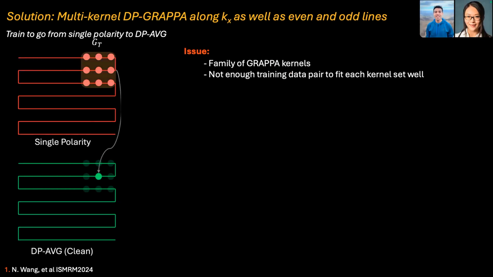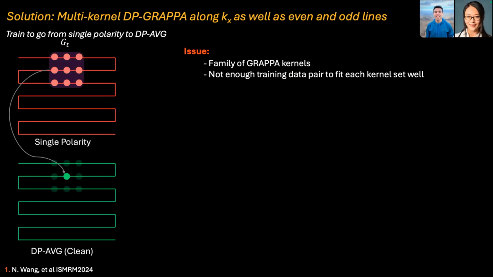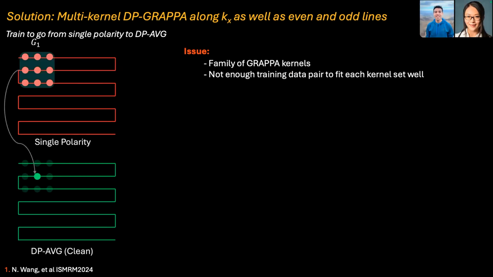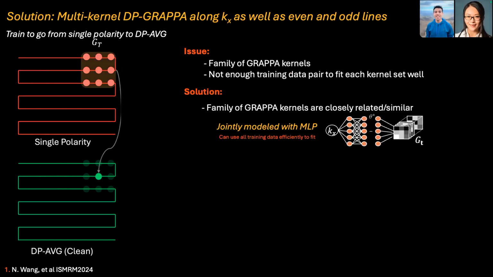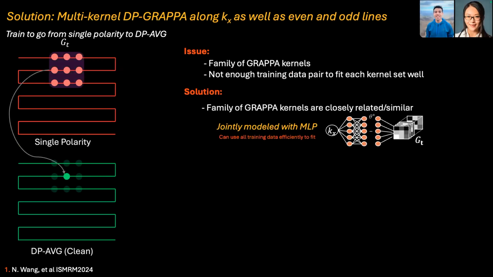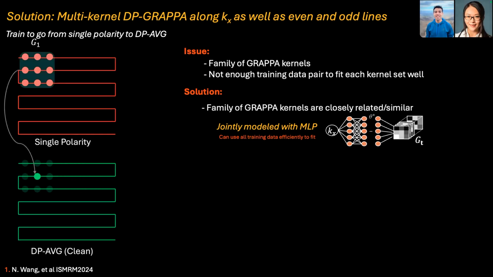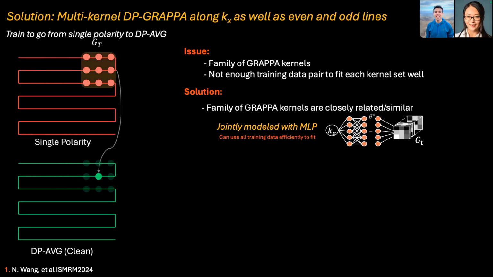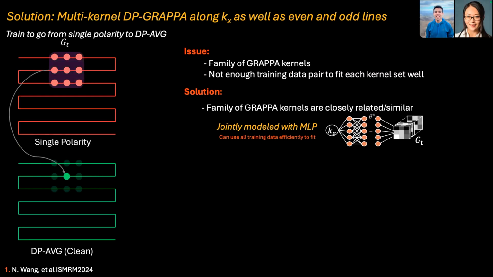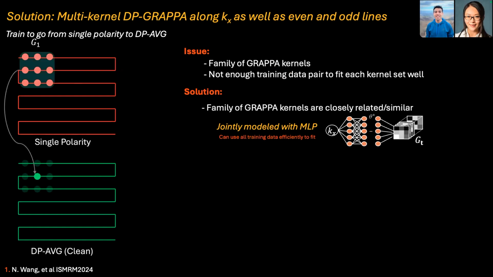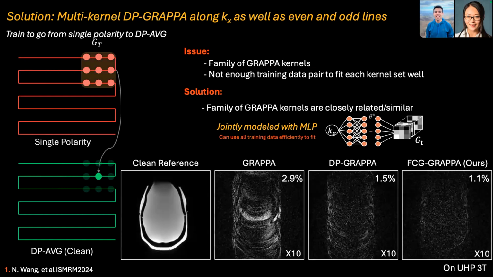The nice thing about these GRAPPA kernels is that they don't look that different from each other, because the few imperfections just change gradually along kx. So we realize we can represent a family of GRAPPA kernels very compactly using a small MLP. We can train one of these MLP networks using the whole data set, so we can efficiently use all the training data to calculate all the GRAPPA kernels. So that's the gist of it.